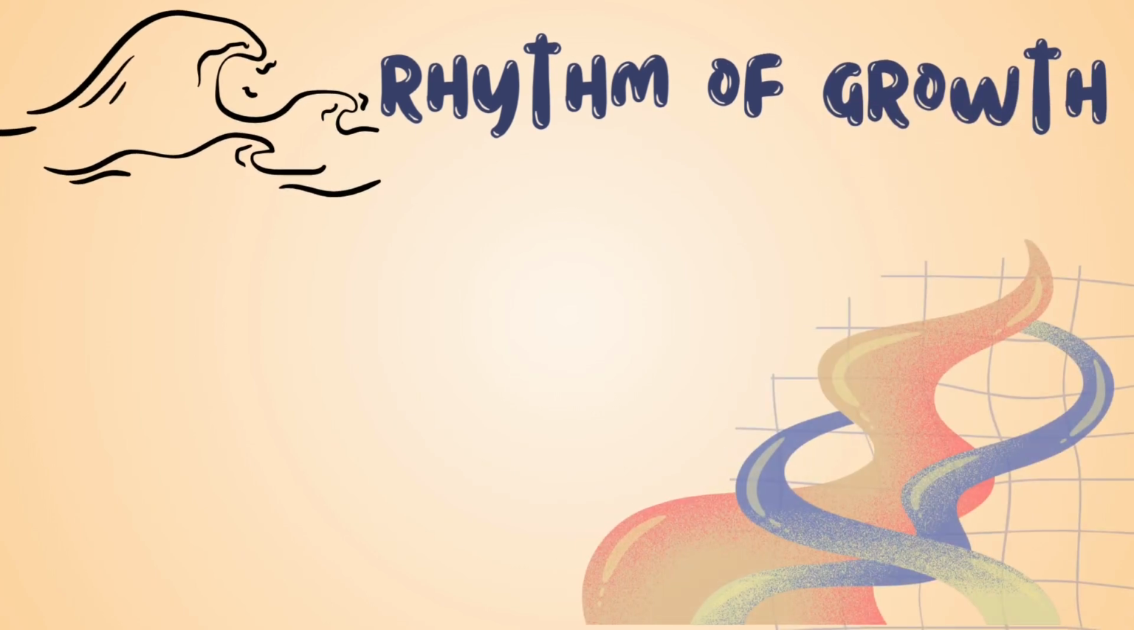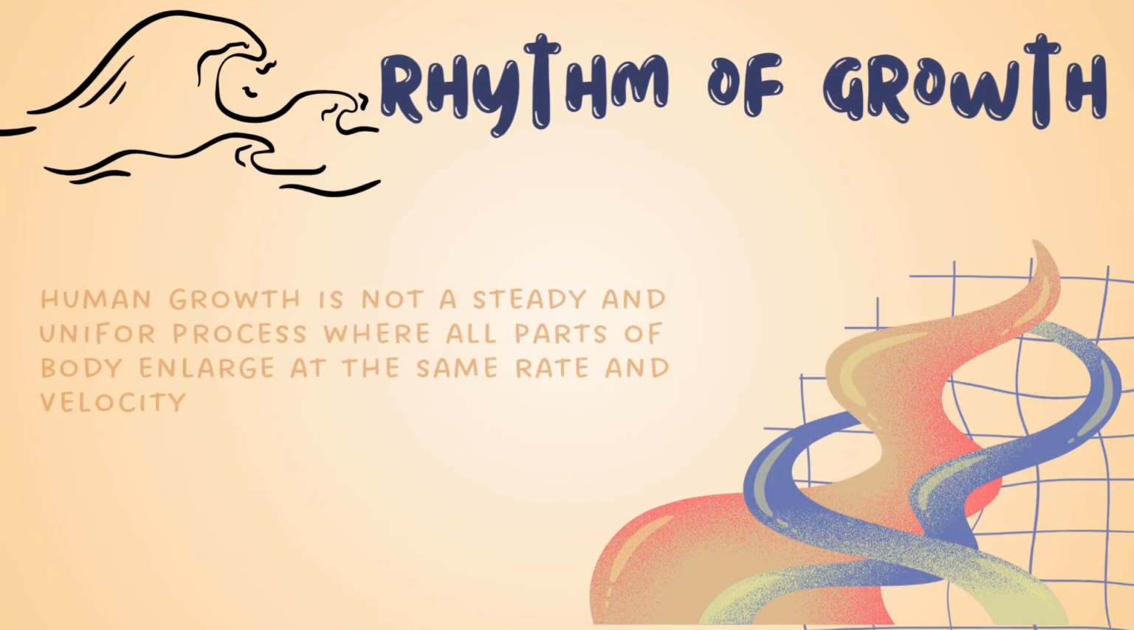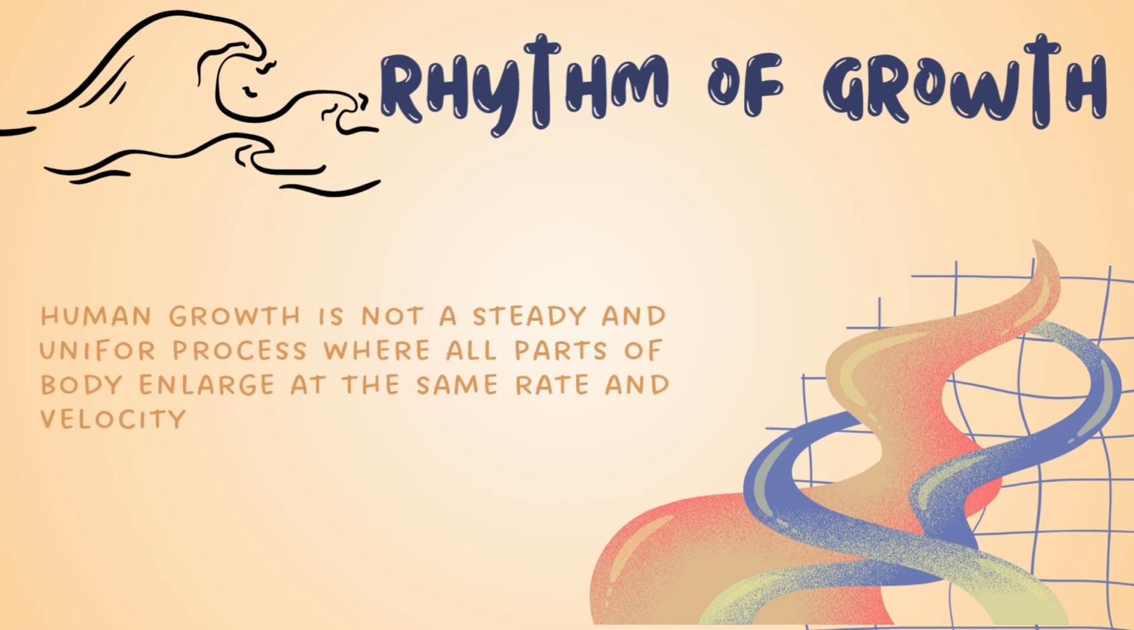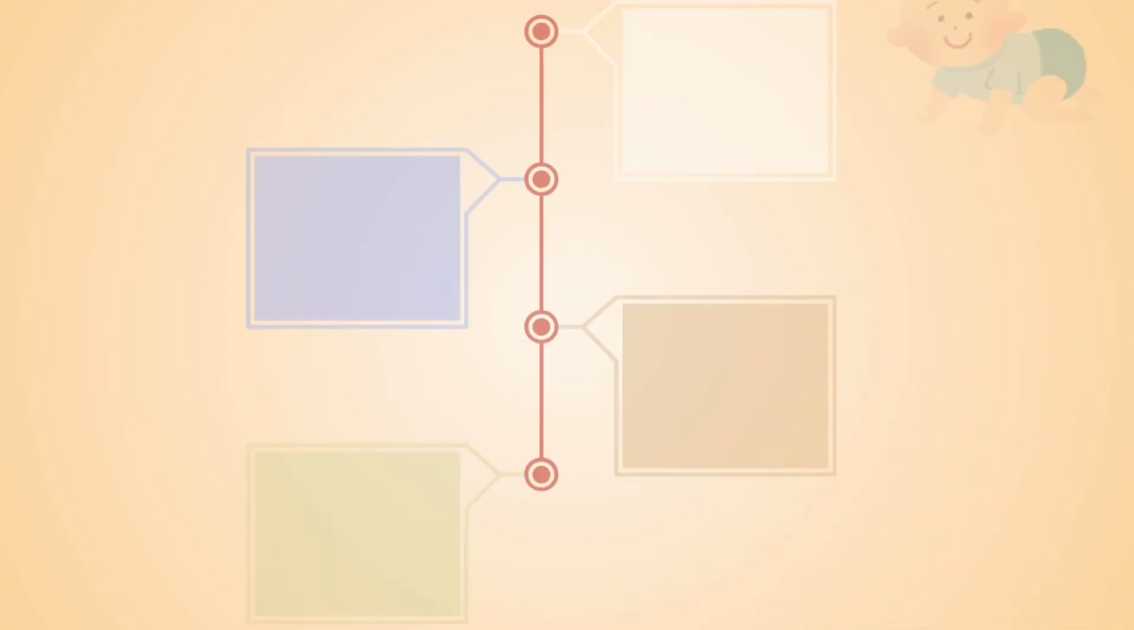Next is the rhythm of growth. Now we have seen waves. When we go to an ocean or a beach, we see the water coming in waves. At the wave position, there is an acceleration of the wave. The water moves upwards and again goes downwards, again rises up, again goes downwards. That is like growth. Human growth also coincides with that. It is not a steady and uniform process for every body part. There will be some acceleration and some deceleration.